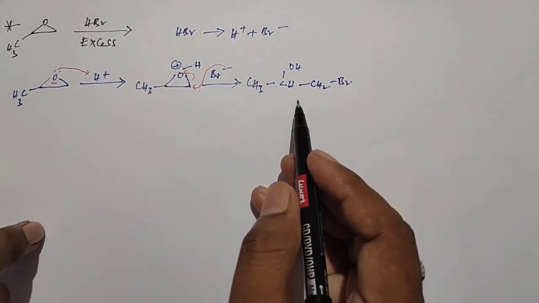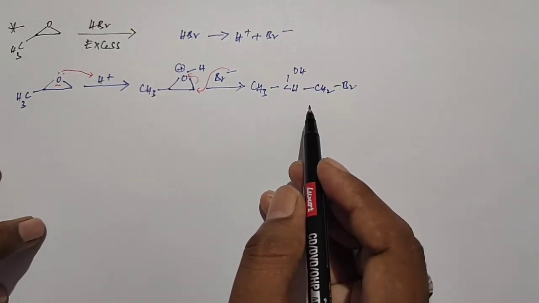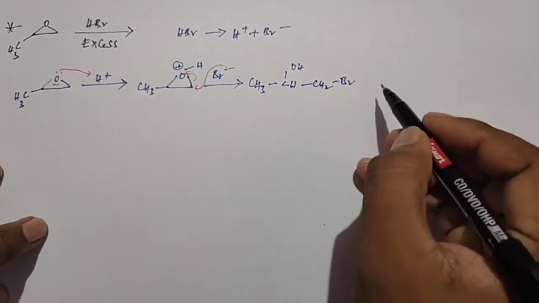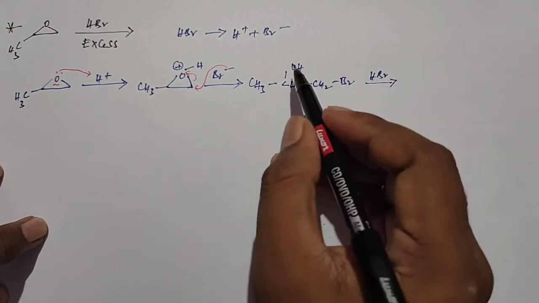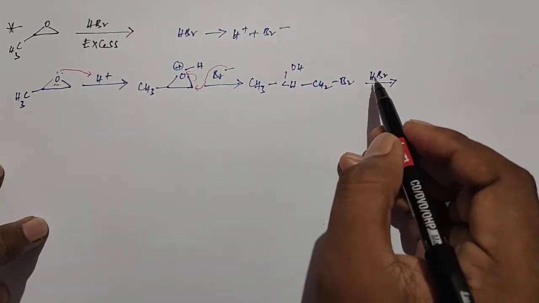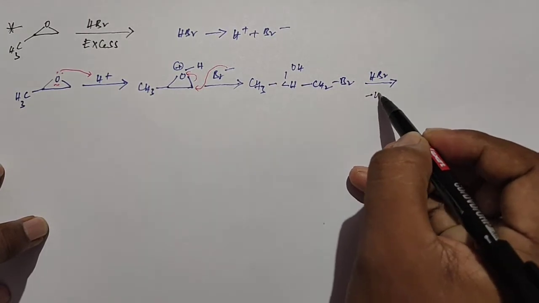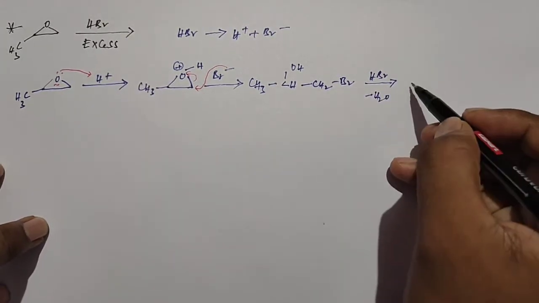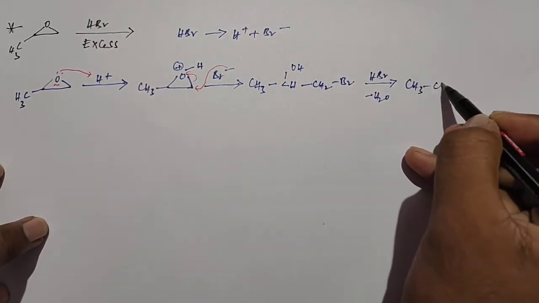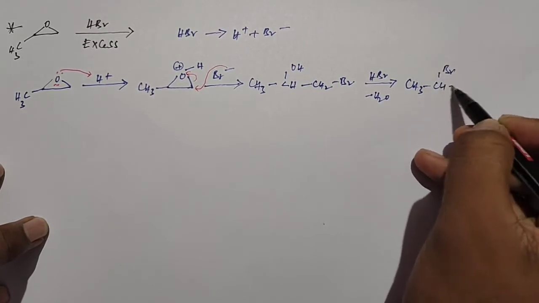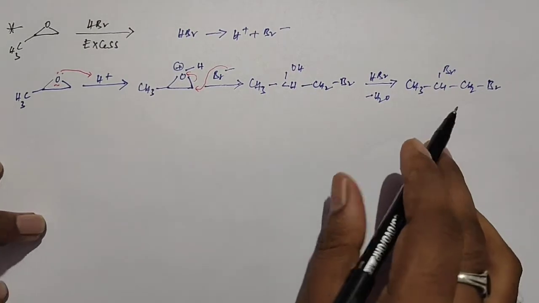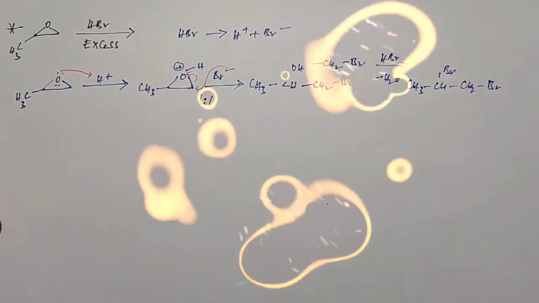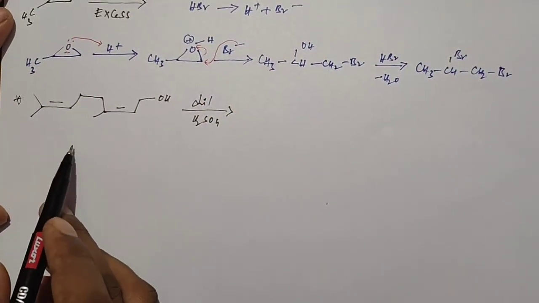the product we get here again reacts with another mole of hydrogen bromide. At that time the OH group and hydrogen can pass away in the form of water. Then we get the product like this. So this is the final product. That's all. This is the next miscellaneous reaction.